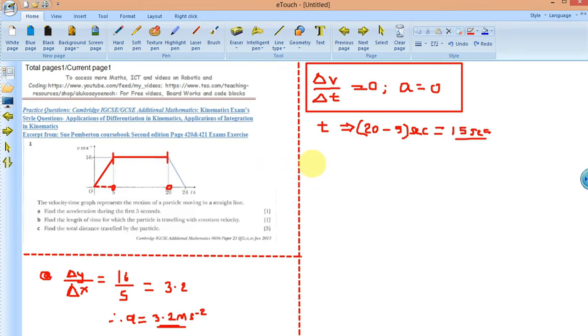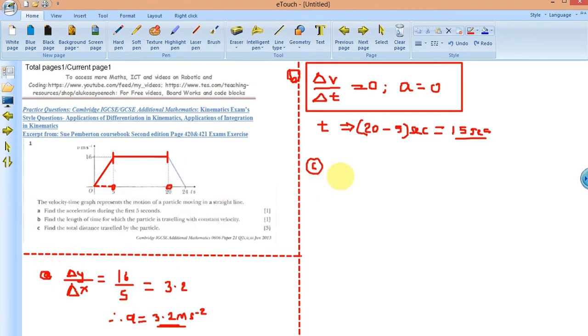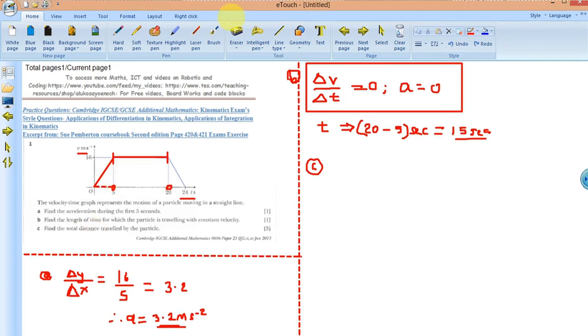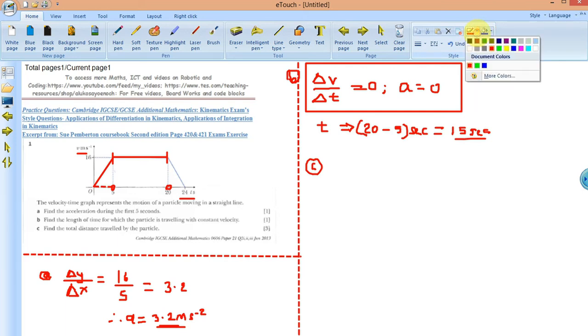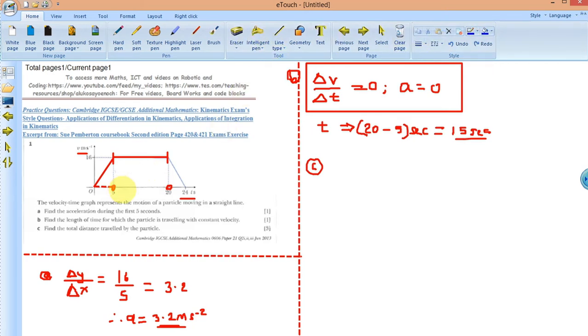1 mark. So question C now. And this is the solution to B, and this is the solution to A. Okay, question C. Find the total distance traveled by the particle. So this is a velocity time graph, so the area under the velocity time graph gives the total distance traveled. Let me change the color to blue. So here we're going to consider the total area under the graph, which gives us the distance traveled altogether by the particle.